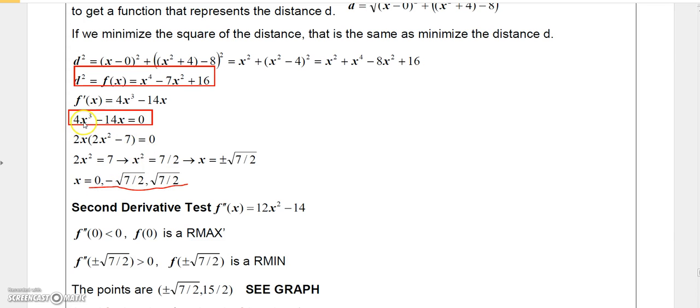Okay, so let's get the second derivative. Take the derivative of this and you get 12x squared minus 14. Now if you plug 0 in, that's going to be negative, so f of 0 is actually a relative max. But if you plug in plus or minus square root of 7 halves, you'll get 7 halves times 12, which would be 84 divided by 2, which would be 42 minus 14, which is positive. So either one of these would make the second derivative positive, and so by the second derivative test, we get a relative min at plus or minus the square root of 7 halves.